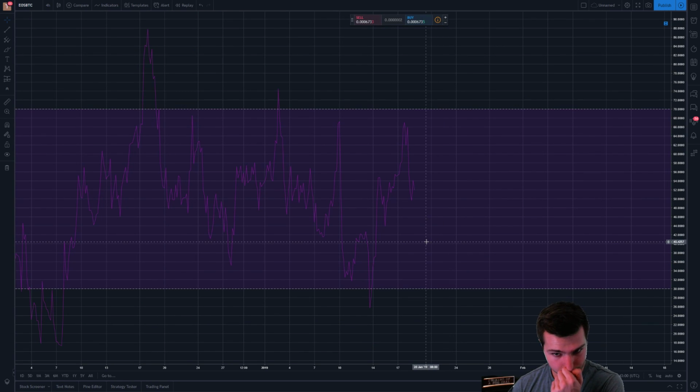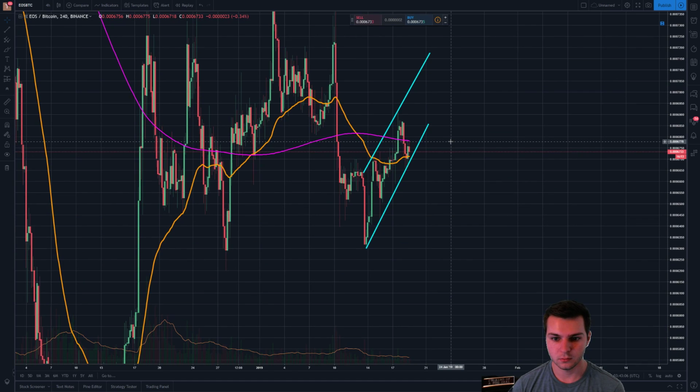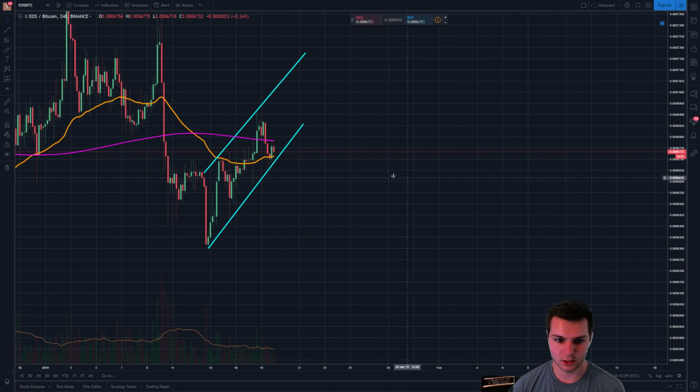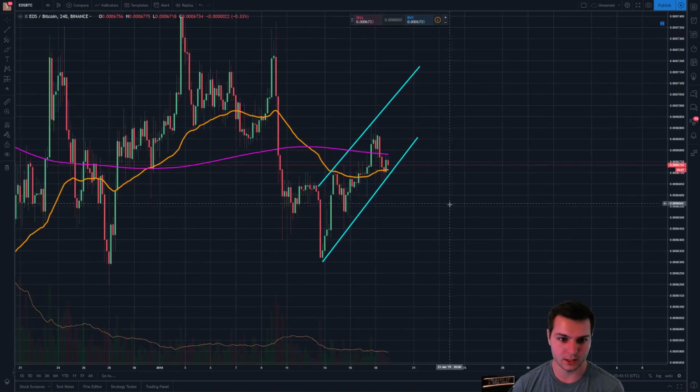And your RSI double topped? Yep, your RSI double topped. So maybe this does break down. Maybe this does break support here. I don't know. I feel like the support's really strong on EOS at this point.